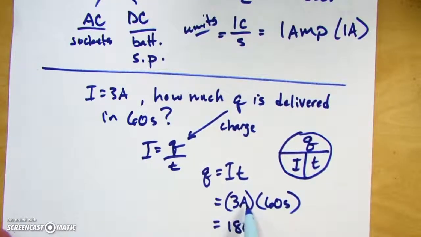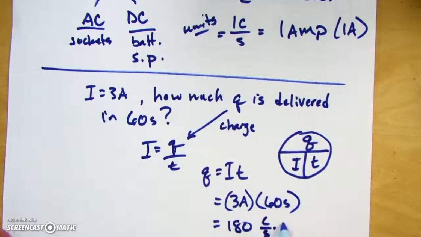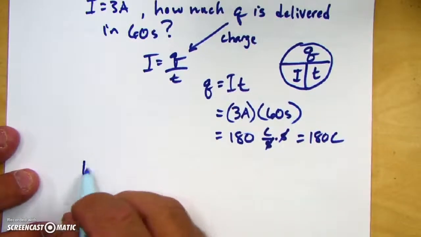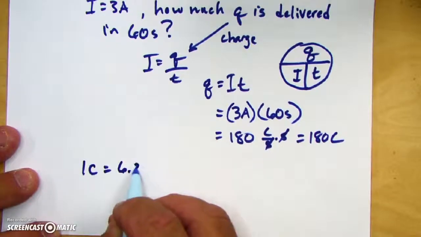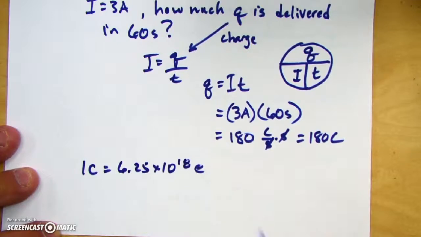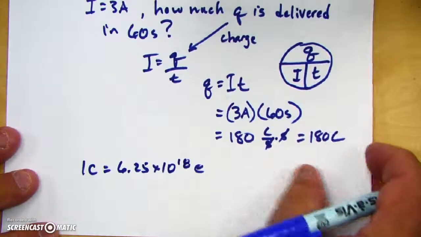Now, an amp is a coulomb per second. So if I multiply coulombs per second times seconds, the seconds cancel out. I have an answer of 180 coulombs. That tells you how much charge has been delivered. Remember, 1 coulomb is equal to 6.25 times 10 to the 18th electrons. Electrons are tiny, so therefore it takes a lot of them to move.